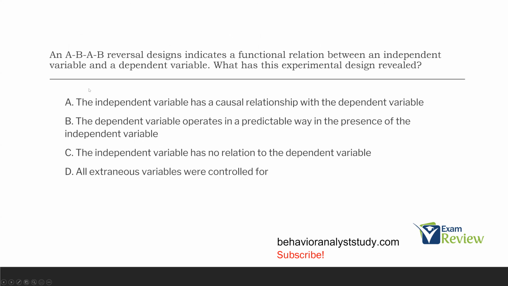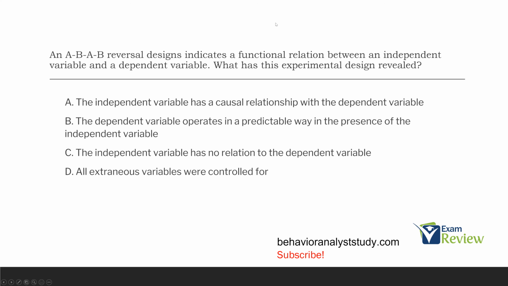An AB reversal design indicates a functional relation between an independent variable and a dependent variable. What has this experimental design revealed? More of a heady, kind of a technical question, all right? Not necessarily applied, but kind of testing your knowledge and fluency here. First off, what has this experimental design revealed? The experimental design in question is a reversal, an AB.